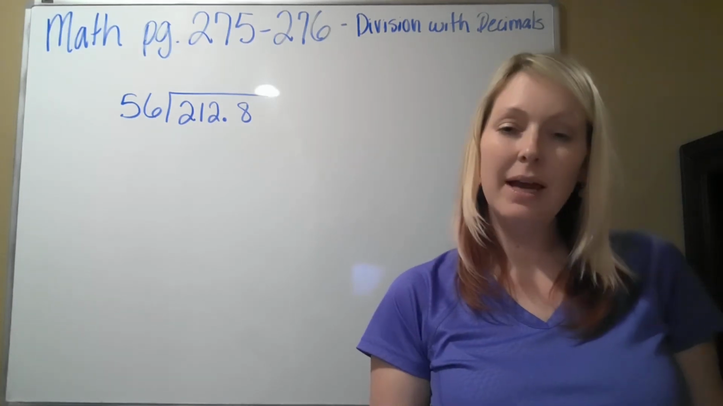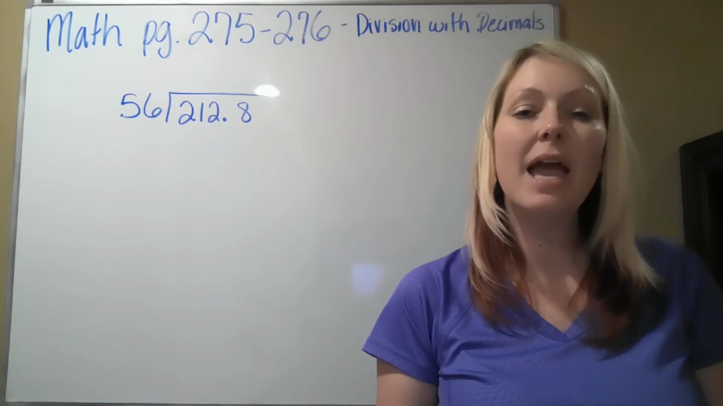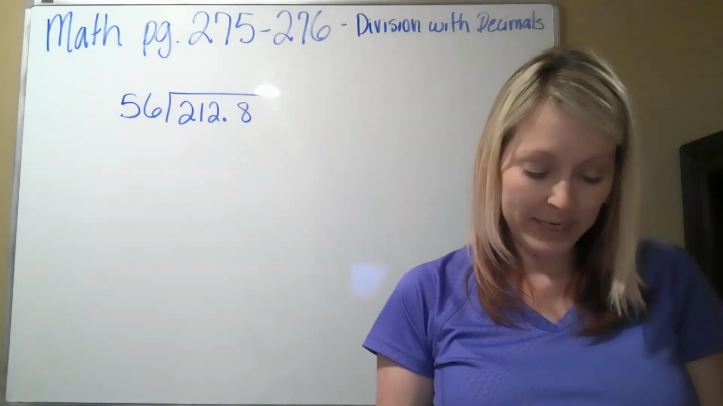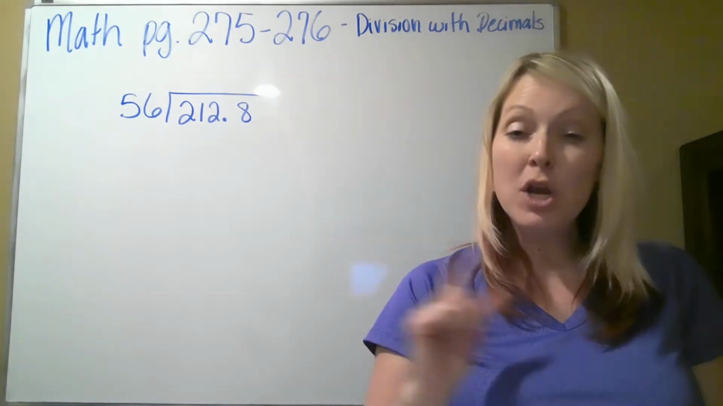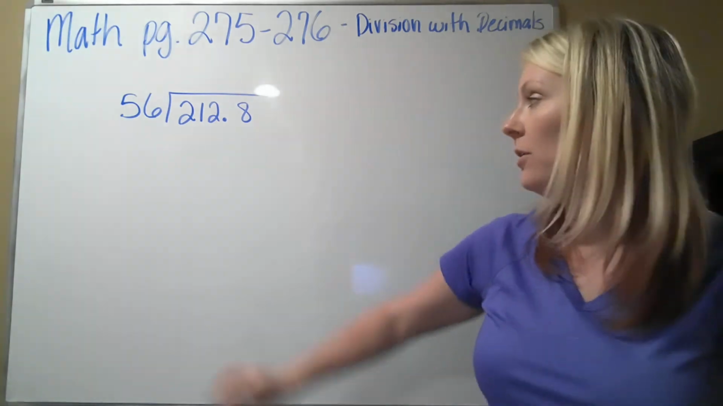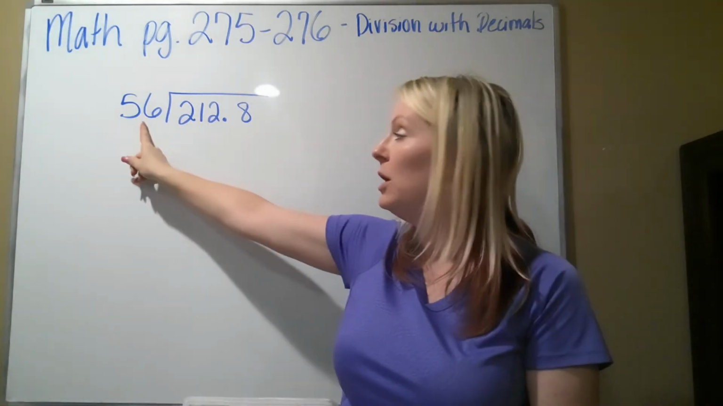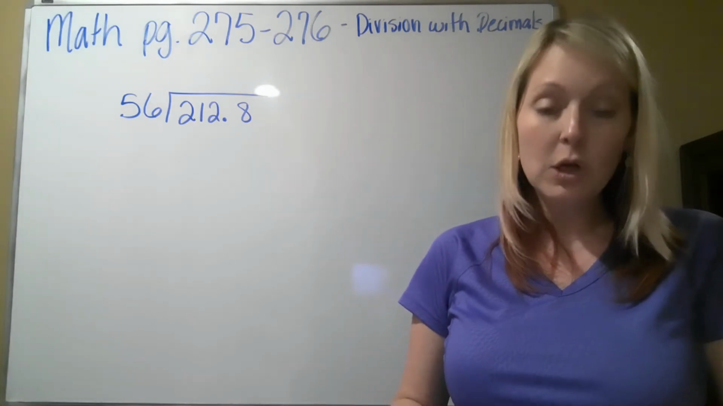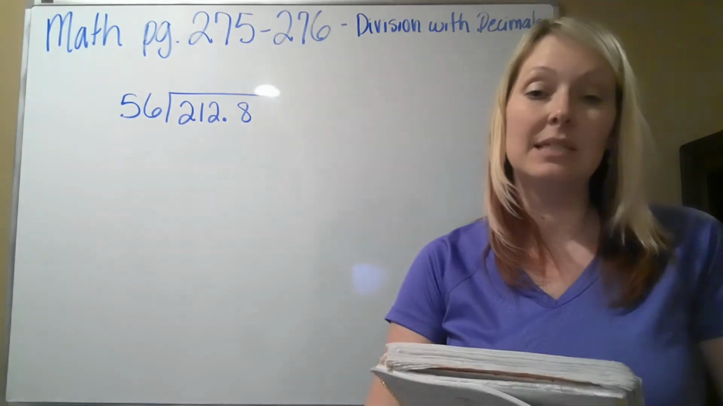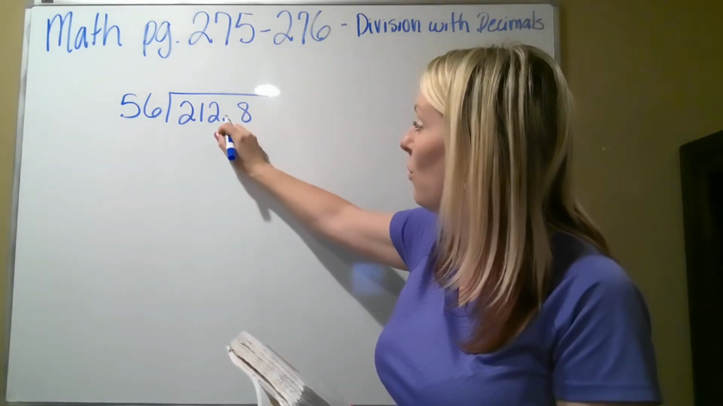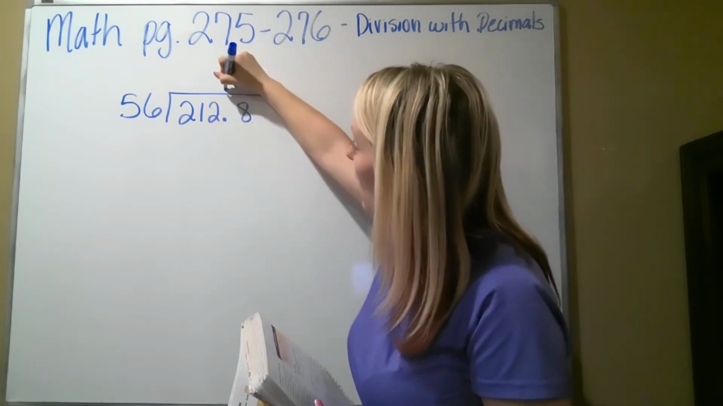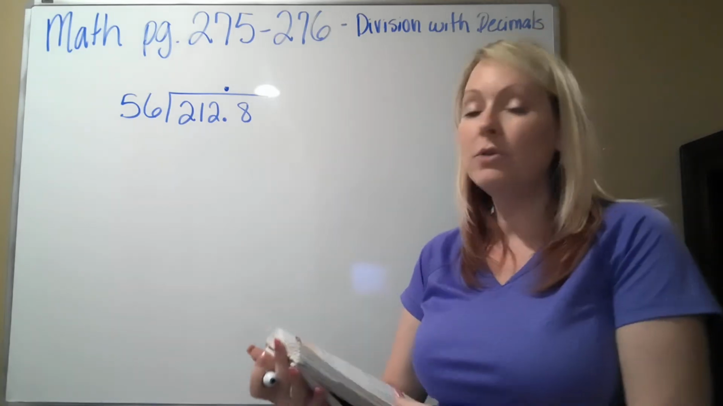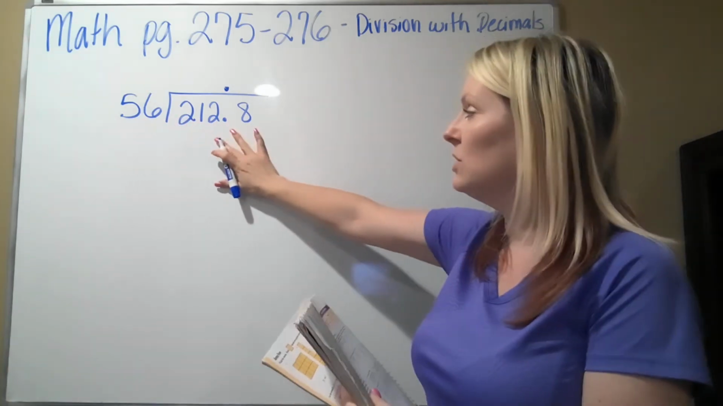Hello, fifth grade. We're going to get started on our math lesson for today, which is division with decimals. When there is a decimal point in the dividend, but no decimal point in the divisor, we place the decimal in the quotient directly above the decimal in the dividend, which means we place our decimal right up here on top. Pretty easy, right?